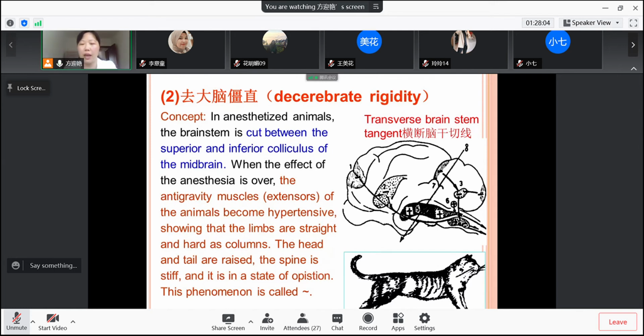There is also the manifestation of the stretch reflex. Decerebrate rigidity shows an enhanced stretch reflex. I hope you now understand that the anti-gravity muscle hypertonia also shows an enhanced stretch reflex.